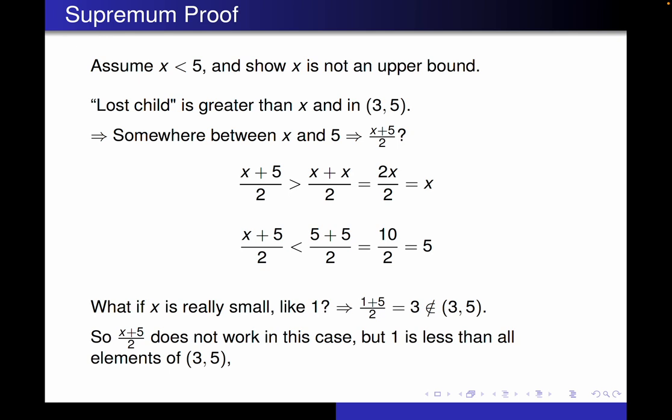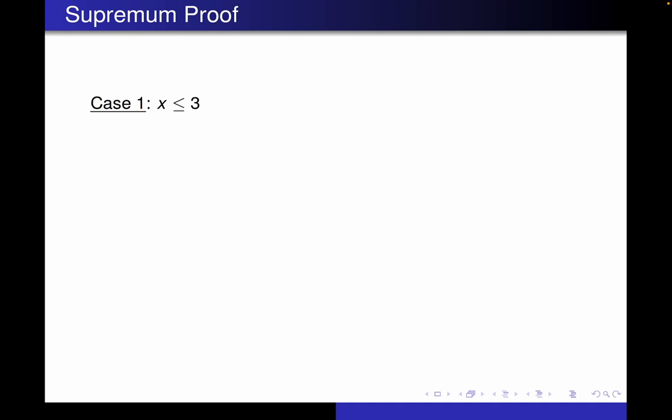It's in fact less than all the elements of 3, 5, so it will be easy for us to find something in the interval that makes things work. In fact, any number in the interval will work. So x can't be an upper bound because it's going to be way too small. So we're going to split it into two cases. One where x is less than or equal to 3. That's going to be easy, but it's necessary so that we don't have issues with the average being in the interval. So let's choose any number in the interval between 3 and 5.